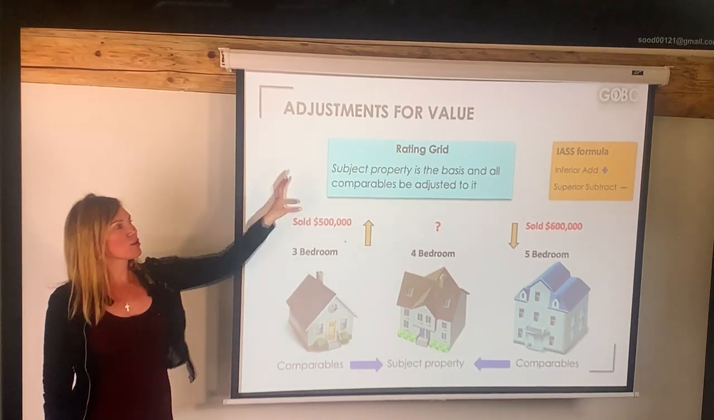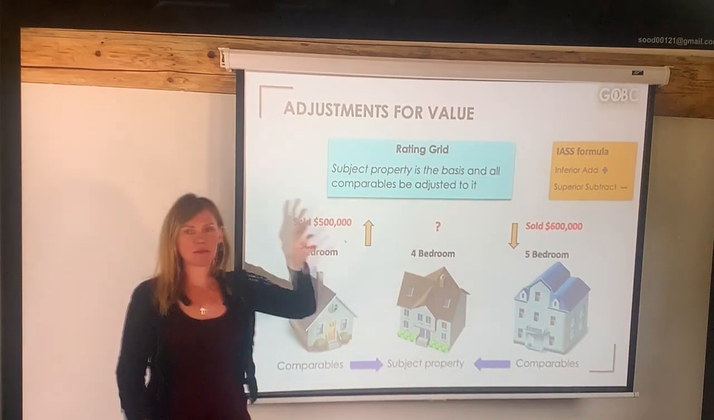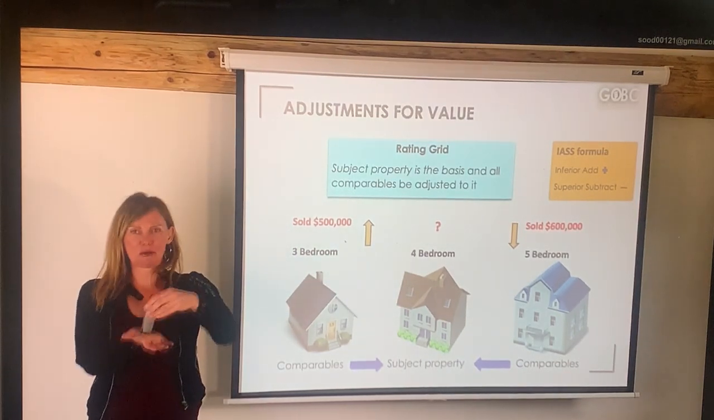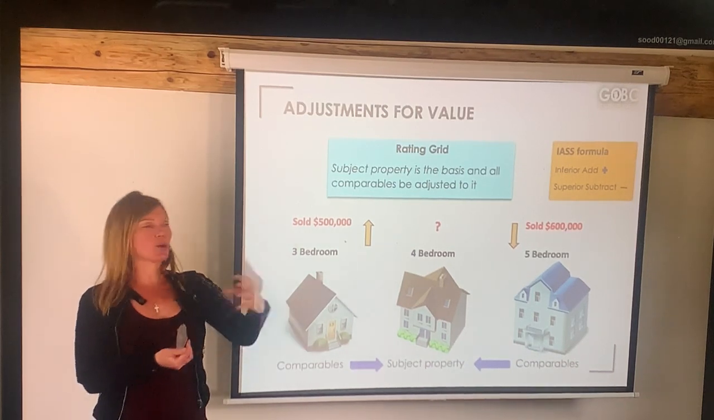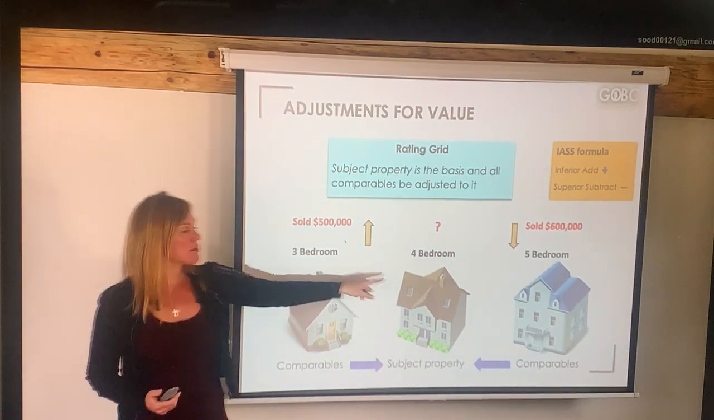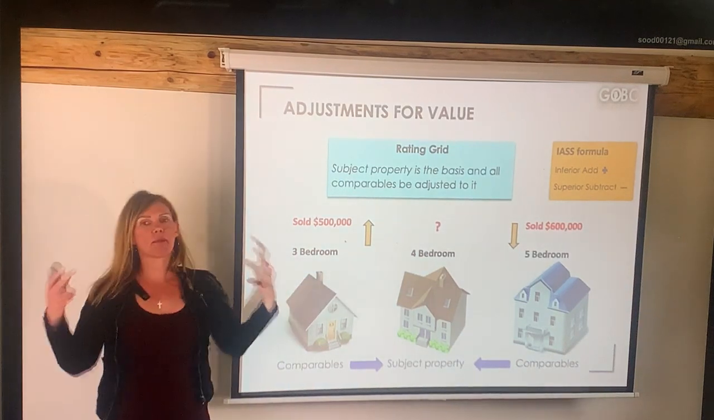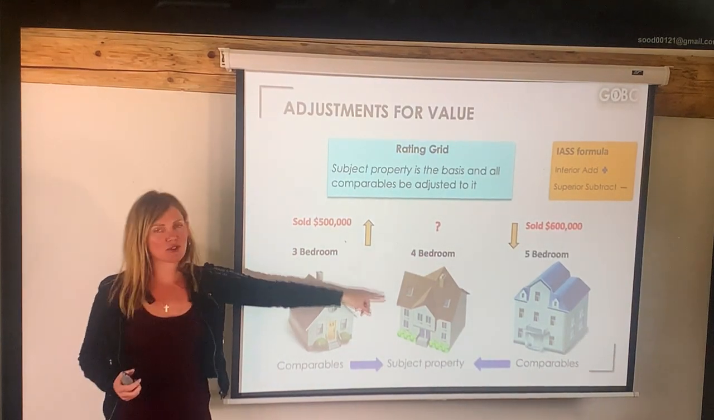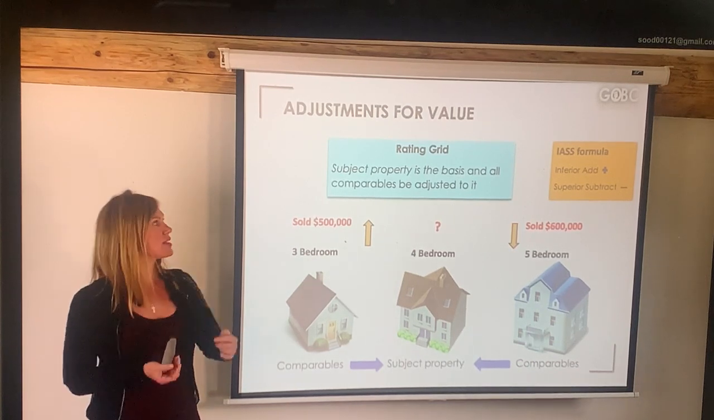So first, you need to know what a rating grid is. It's a fancy word, but it stands for your subject property. That is the basis, and everything else will be adjusted to it. If I want to know how much my subject is worth, I will take each comparable and compare it to the subject. I will not compare comparables between each other, but I will compare them to the subject. So my subject property is the basis, and the comparables will be adjusted to the subject. That's what the rating grid is about.